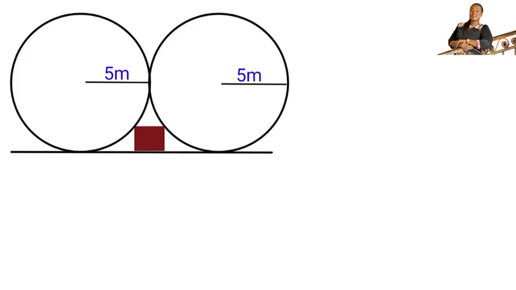Step 1, let us label the square. So let this side of the square be x. So the area of this square will be x squared.